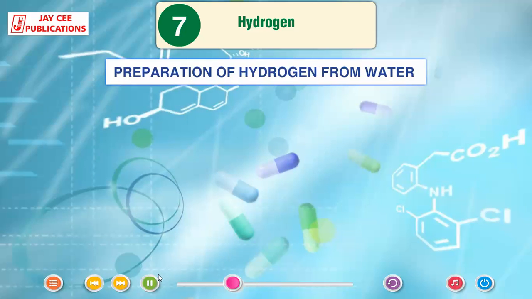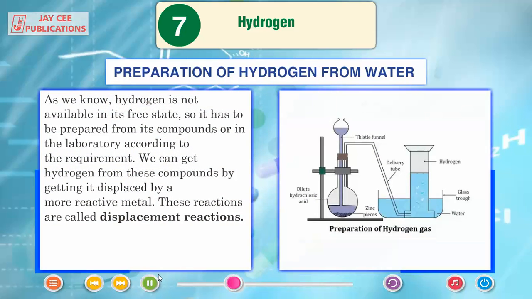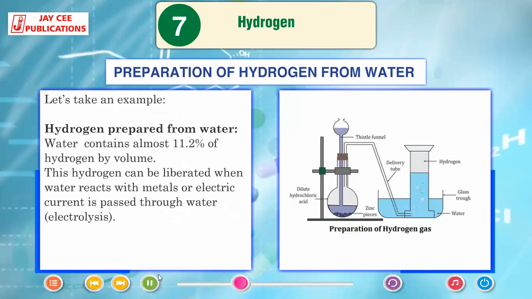Preparation of hydrogen from water. As we know, hydrogen is not available in its free state, so it has to be prepared from its compounds, or in the laboratory, according to the requirement. We can get hydrogen from these compounds by getting it displaced by a more reactive metal. These reactions are called displacement reactions. Let's take an example: hydrogen prepared from water. Water contains almost 11.2% of hydrogen by weight. This hydrogen can be liberated when water reacts with metals or when electric current is passed through water, that is, electrolysis.